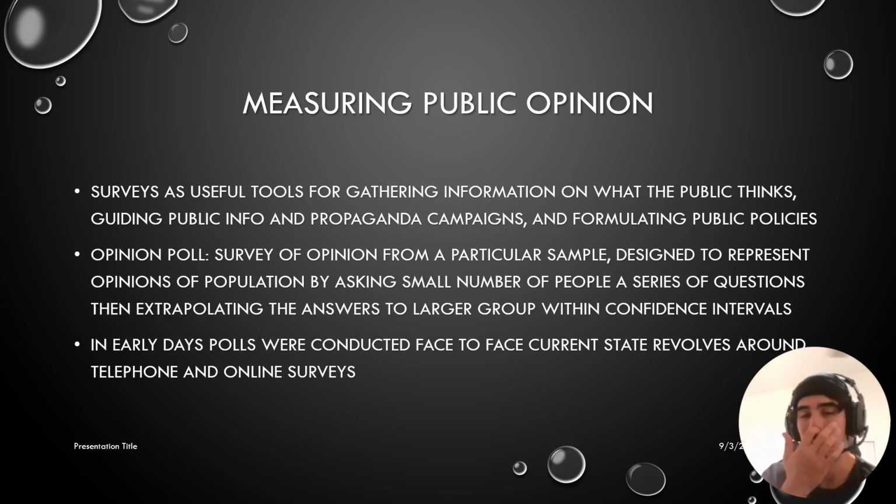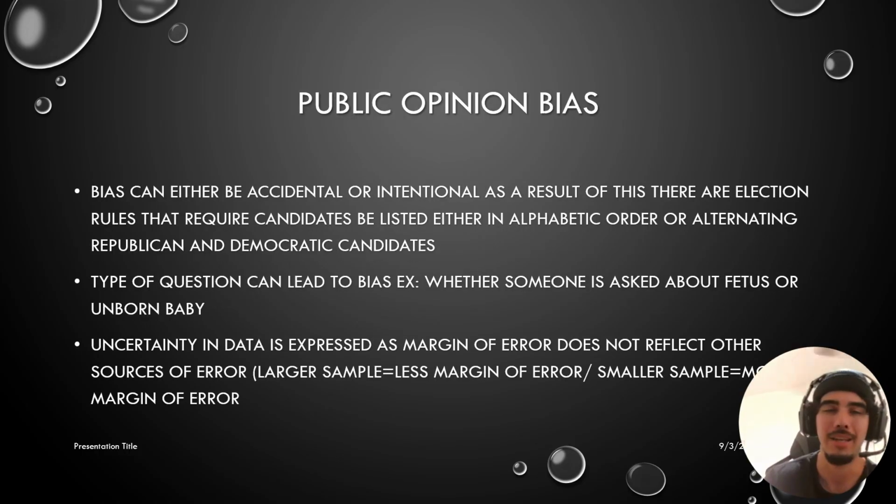Now, how do we measure public opinion? We do it through opinion polls. So you should know what that is. It's just gathering data, and that's pretty much it. Biases can exist. It can be either accidental or on purpose. On purpose, it's because maybe you don't know how to set up research the best. Accidentally, there might be some outside factors you can't control.